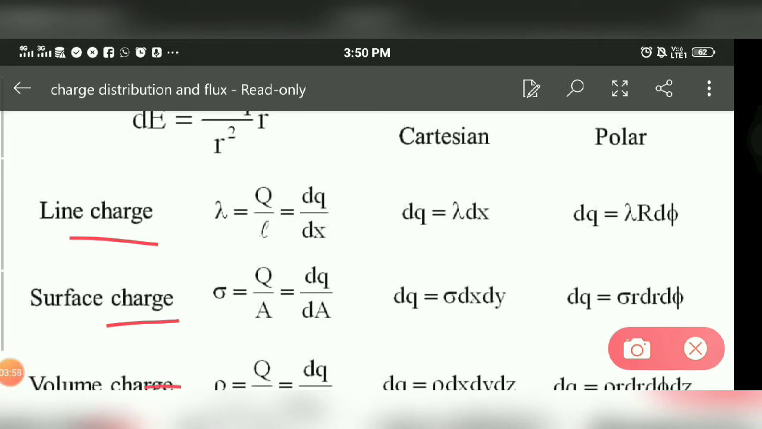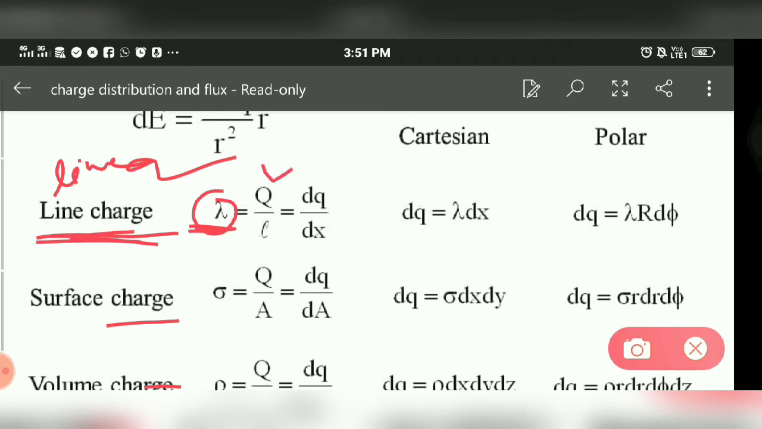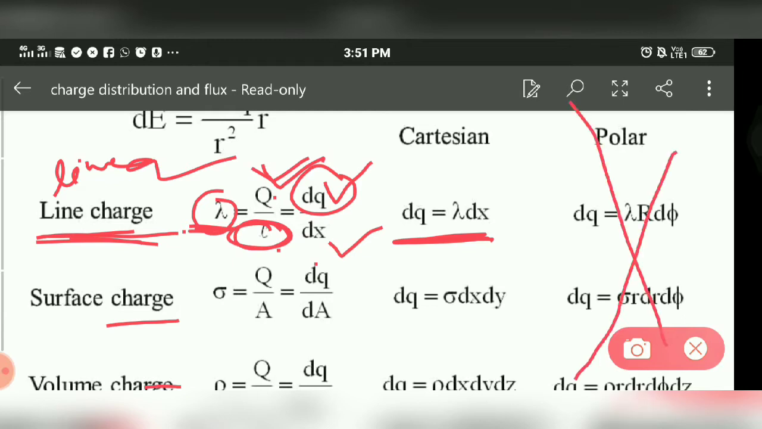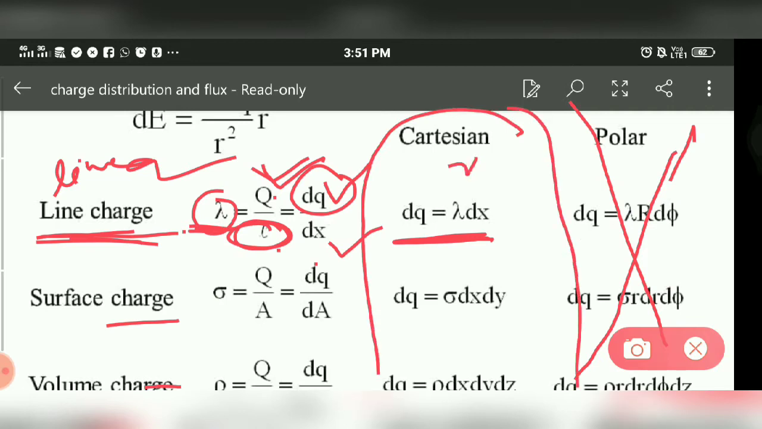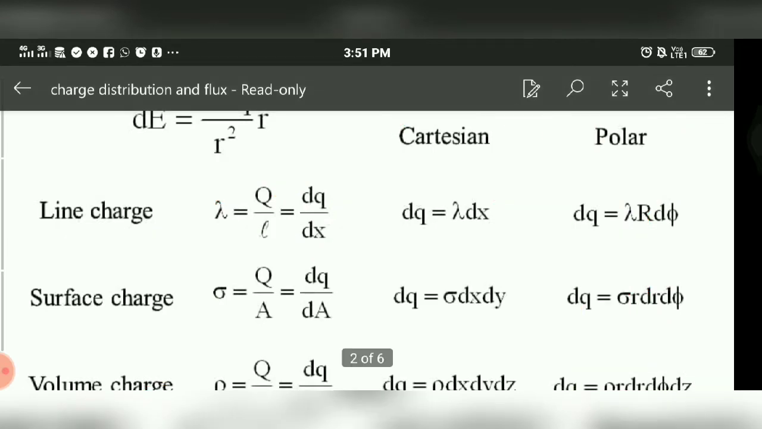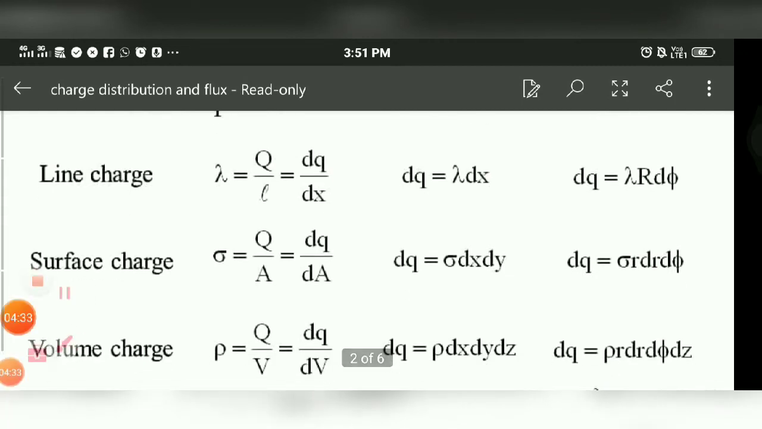Now line charge, it is represented by lambda. Linear charge distribution or line charge is represented by lambda. What is line charge? It is the total charge per unit length, that is Q by L, or we can say dq by dx. If we find dq, we get lambda into dx. No need to do the polar system, it's not in this syllabus. We just go for the Cartesian system, meaning the x, y, z plane. We are going to deal with that only.